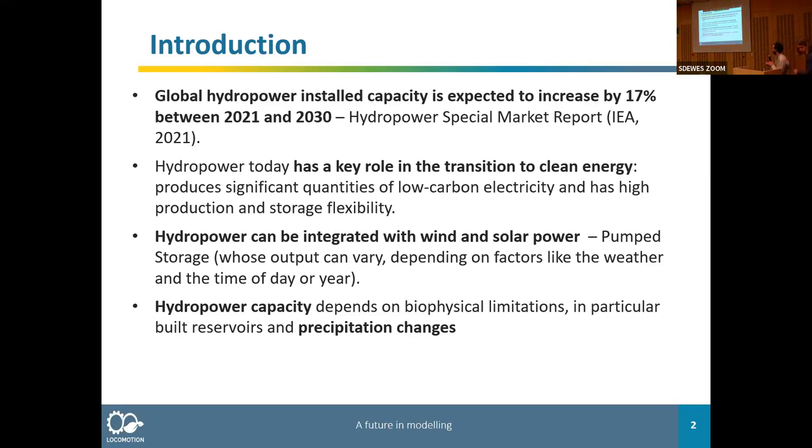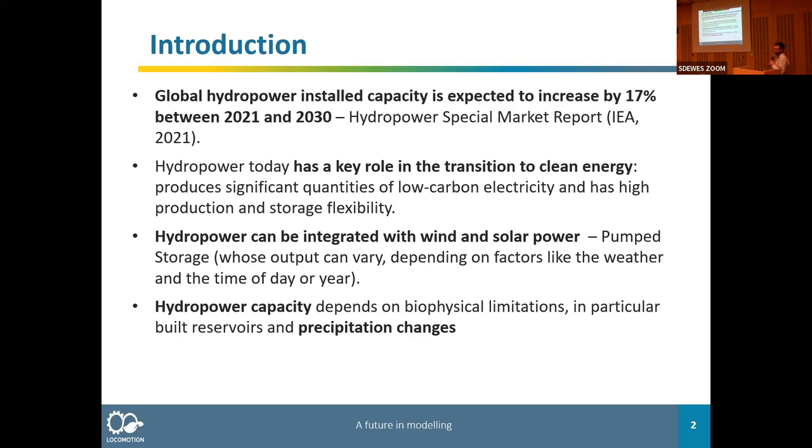Okay. So first of all, global hydropower installed capacity is expected to increase by 17% until 2030, a number from the International Energy Agency in 2021. Also, hydropower today has a key role in the transition to clean energy, because it produces significant quantities of low carbon electricity and also has high production and storage flexibility. Also, hydropower can be integrated with wind and solar power in the pumped storage power plants, because those output can vary depending on factors like the weather or the time of the day or the year.